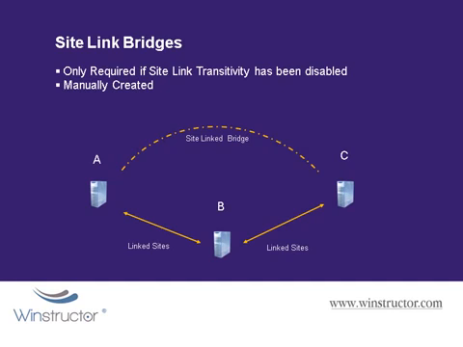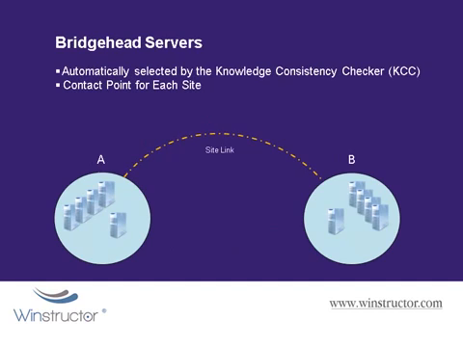a site link bridge. Now, we have three sites here, site A, B, and C. Site A and B are connected by a site link, and site B and C are also connected by a site link. Even though sites A and C don't have any site link directly connecting the two sites, they can still replicate with each other as they're automatically bridged.